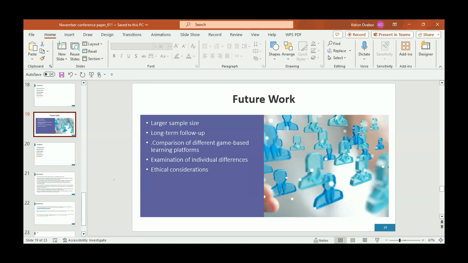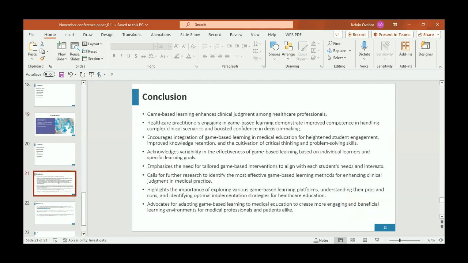Also, there's a need to examine individual differences in terms of the technological approach of each individual towards the game itself. The next has to do with ethical considerations. Ethical considerations have to be considered in terms of the future works, as the case may be. Now, what's the conclusion of this?